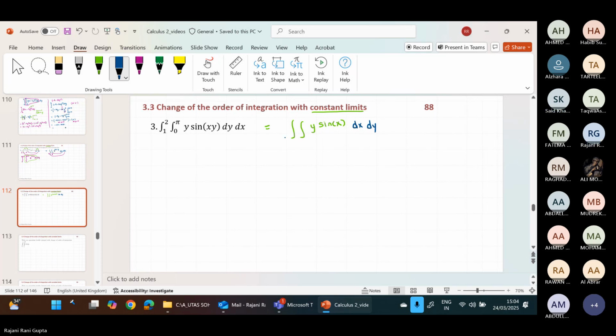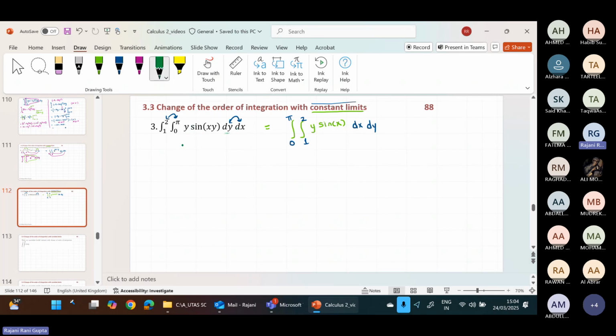So here for first integral, what shall I write here? 0 to pi. Good. And here 1 to 2. So you can use the shortcut that I explained for the constant limits only. Change dx dy and change this integral. Good. Thank you for confirming. Thank you for answering.